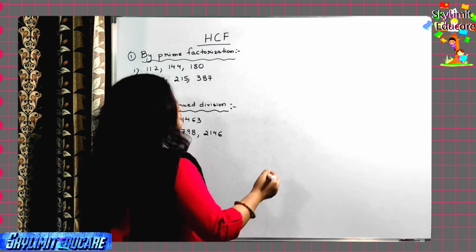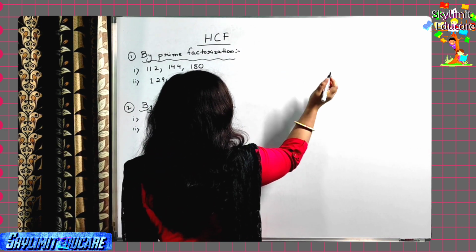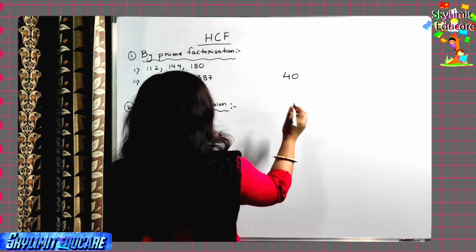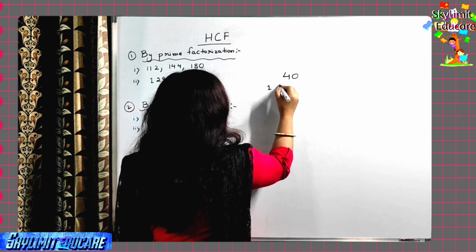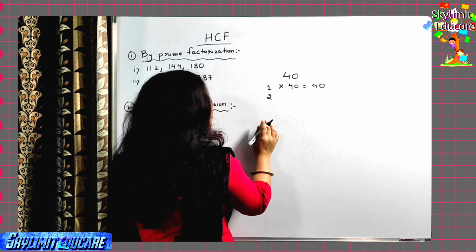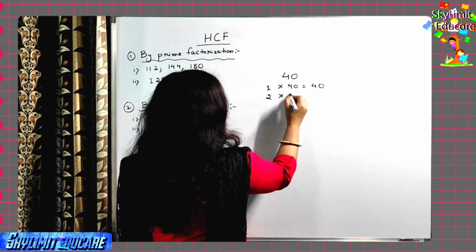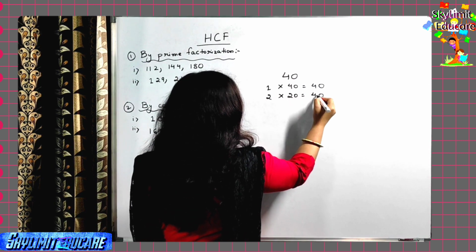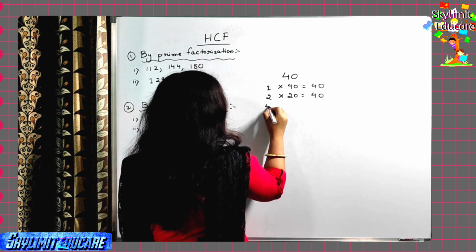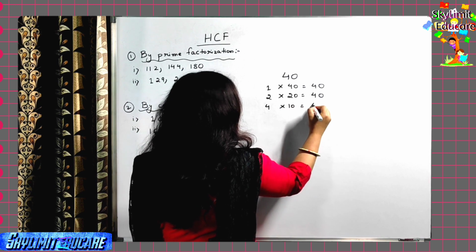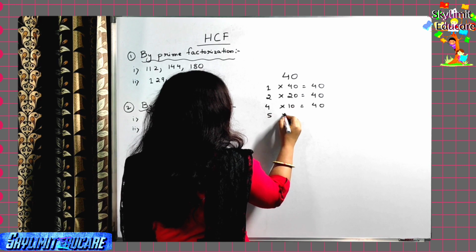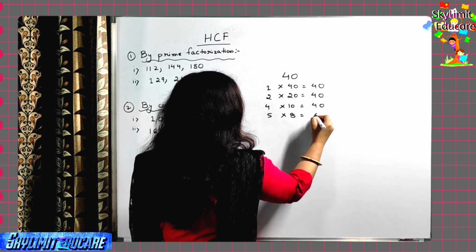So in your lower classes you must have calculated factors. For example, for 40, if you're asked to calculate all the factors of 40, how did you calculate it? 1 multiplied by 40 is 40. The next is 2. Yes, 40 is divisible by 2, so 2 multiplied by 20 is 40. 3 is not divisible. 40 is not divisible by 3. Then 4 divides 40: 4 tens are 40. 5 also divides 40. 5 multiplied by 8 is 40.